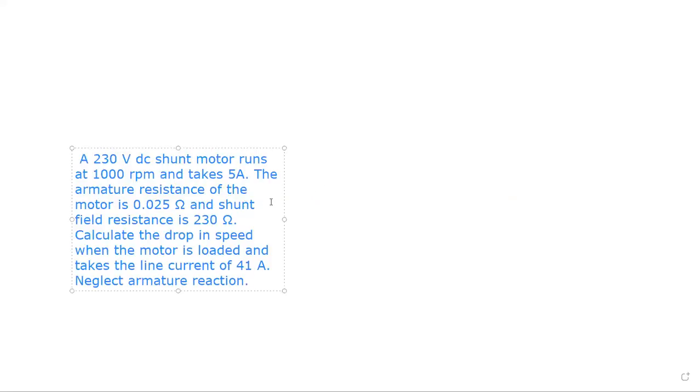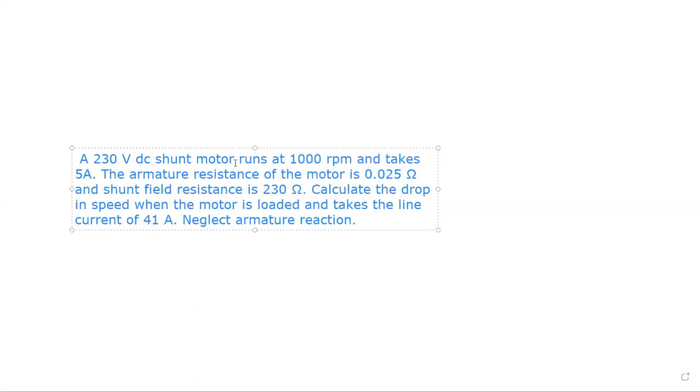So what are they writing in the question? A DC 230 volt shunt motor runs at 1000 RPM and takes 5 amp. So a motor is running at 230 volt, RPM is 1000 and is taking only 5 amp. The armature resistance of the motor is this much and the field resistance of the motor is 230. You have to calculate the drop in speed when motor is loaded.